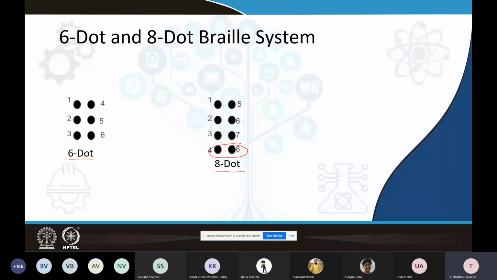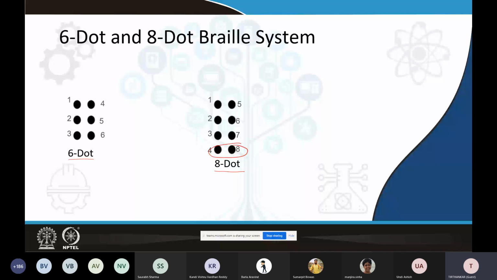Another advantage of using this 8-dot system is that you can increase the number of alphabets within a single page. So more and more content can be placed within a page rather than utilizing the 6-dot system.